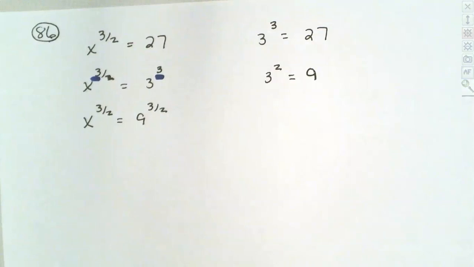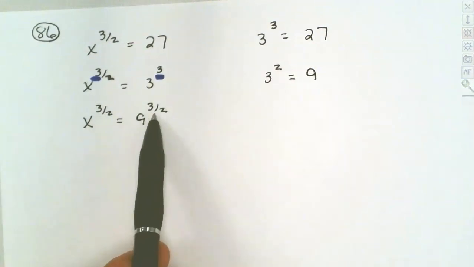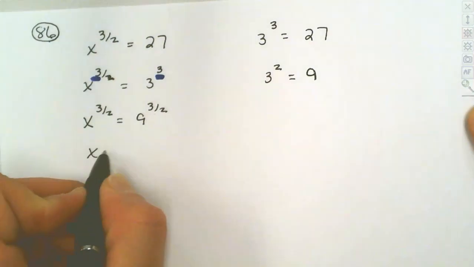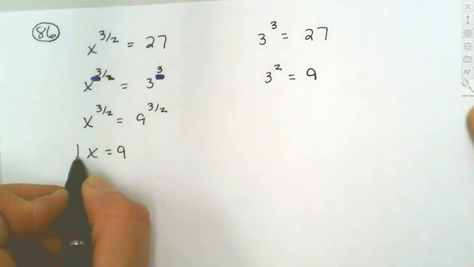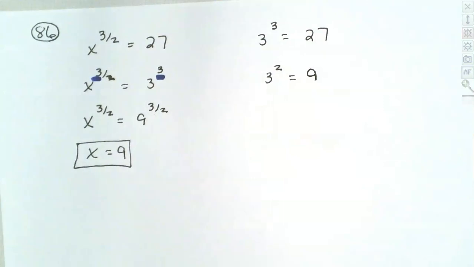What do we now know? Are the bases the same? No, but the exponents are, right? And if the exponents are the same, then the bases have to be the same. So this has to come out to be x equaling now what? 9. Okay, and that was question 86.